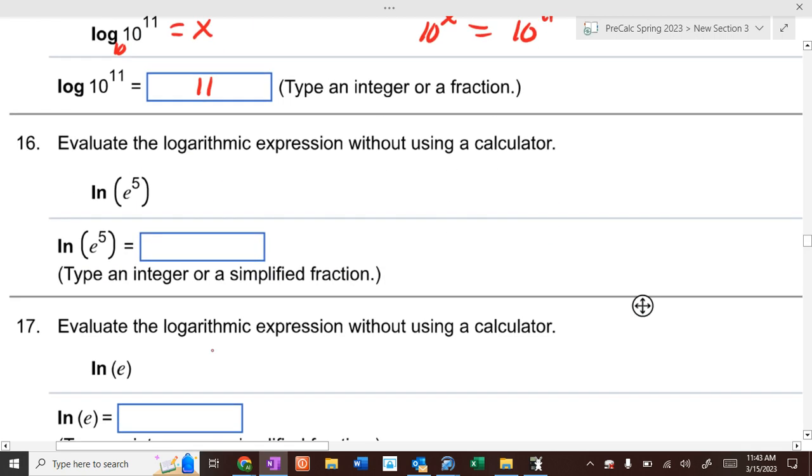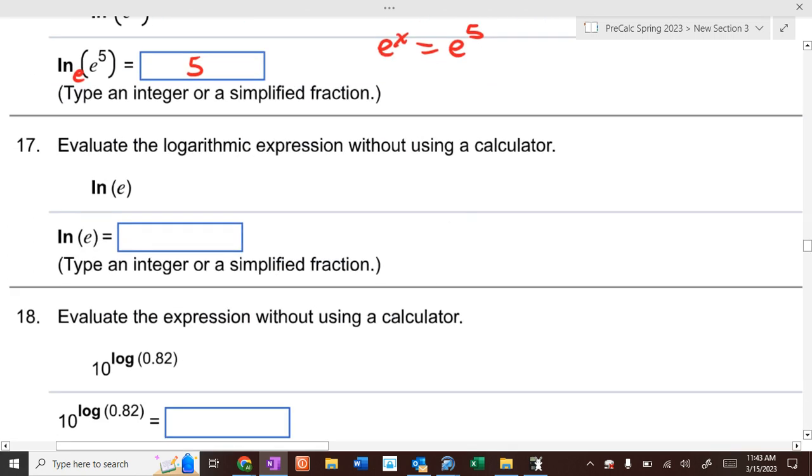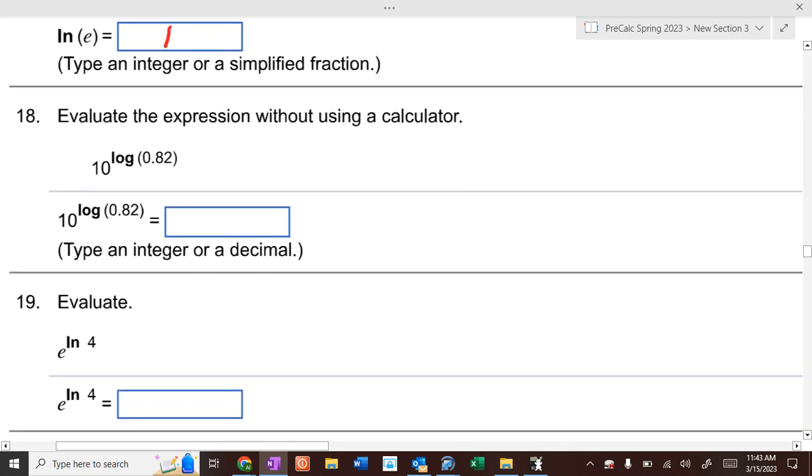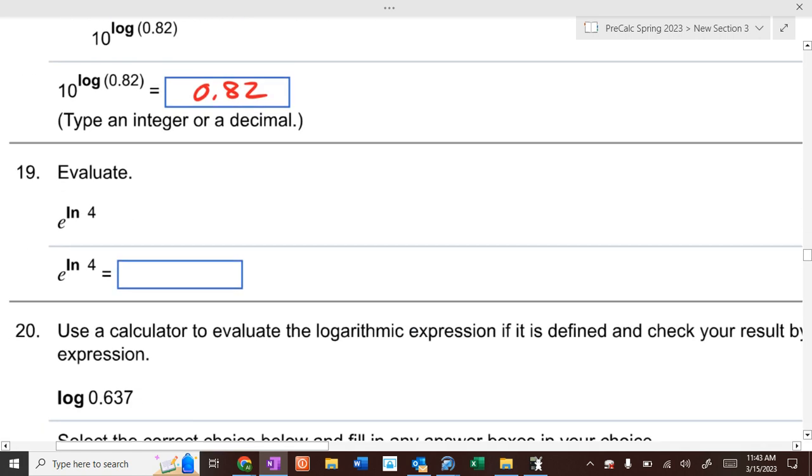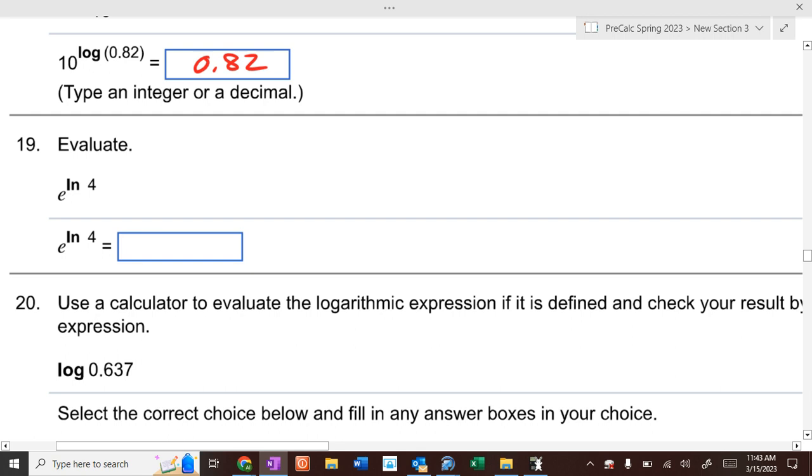ln of e to the 5th. What's the base of a natural log? E. So e to the x equals e to the 5th. X equals 5. The ln of e. What's the ln of e? 1. 10 to the log of that. These are inverse functions of each other, so you just get what the log is equal to, 0.82. E to the ln of 4, you get what it's equal to, so then it's 4.